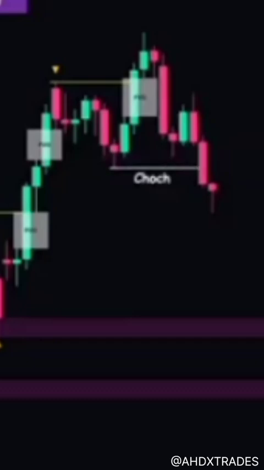The market tests the demand level but fails to create a new high because buyers are not strong enough, and eventually the price breaks below the supply area. Now we can say that buyers are no longer in control, and a reversal is on the way.